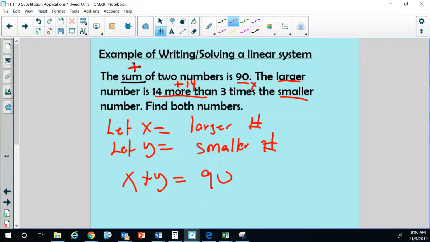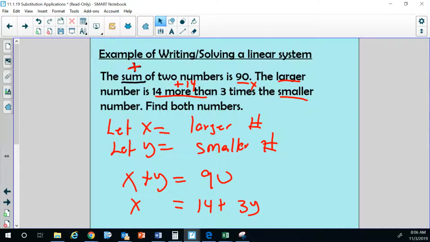So let's write the second equation. The larger number, which is x, is equal to 14 more than 3 times the small number. The small number is y, therefore 3 times the small number is 3y. So my second equation is x equals 14 plus 3y. So I have two linear equations that I can now solve.